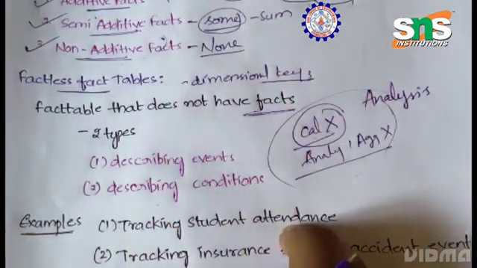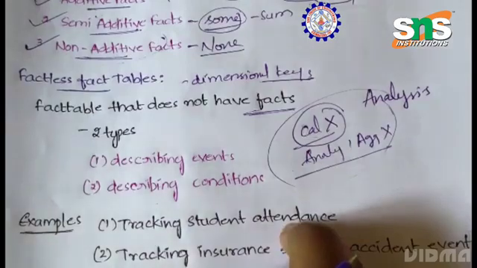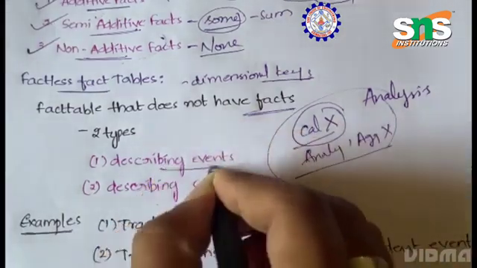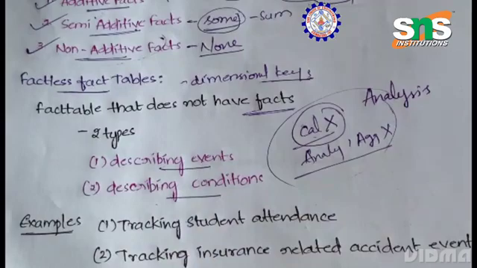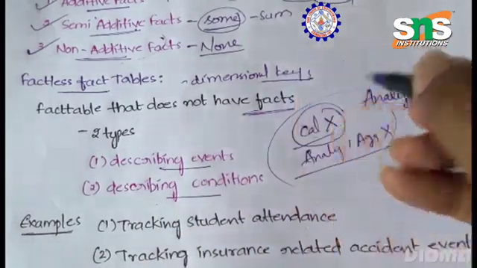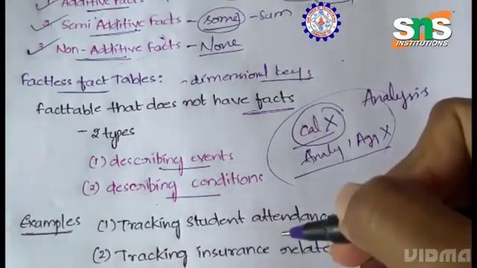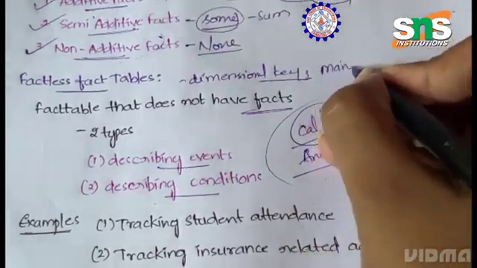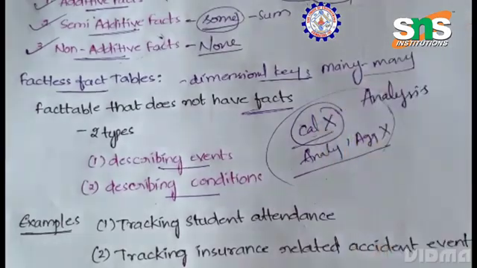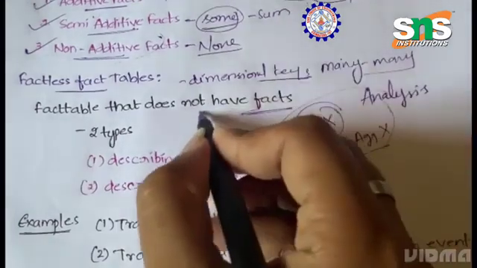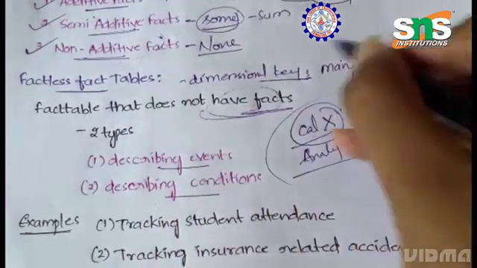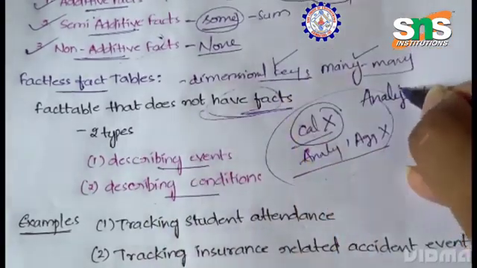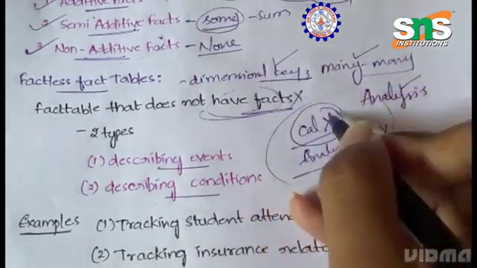Very simple. Now, we have two types of factless fact tables. In this category we have two: one which describes the events and one which describes the conditions. Along with the dimensional keys and analysis information, it will also have many-to-many relationships, but not numeric facts. It will not have facts, but it will have the relationships, the dimension keys, and the analysis related information. It will not have calculation information.